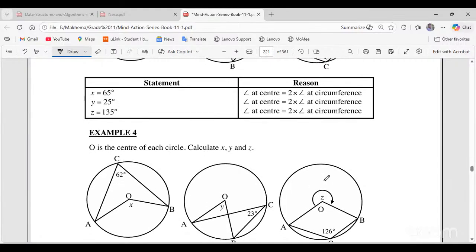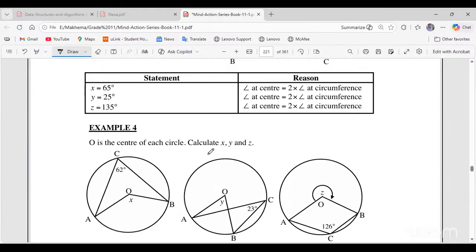Example 4 here. Okay. O is the center of each circle. Calculate the value of these unknowns x, y, and z. Now, angle at the center is 2 times angle at the circumference. What is angle at the center here? Angle at the center is x, which is equal to 2 times angle at the circumference. What is angle at the circumference? It is 62 degrees. Now, x is equal to 2 times 62. It gives me 124. What is the reason behind that?